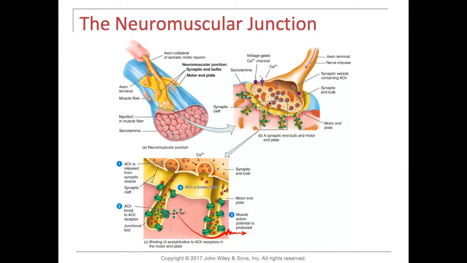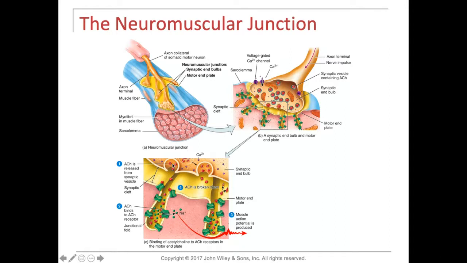So the body is going to use a mineral called calcium. This is why calcium is so very important in terms of muscle contraction. Calcium comes in here and tells these vesicles to open up and release the neurotransmitter acetylcholine. So right here, number one, we see acetylcholine is released from the synaptic vesicle. And you should remember by this point, the method of release is what we call exocytosis. Whenever a vesicle opens up and releases its contents, we call it exocytosis.